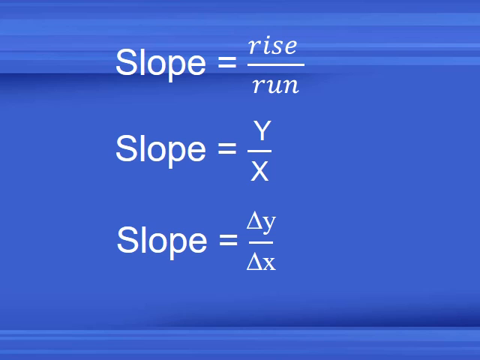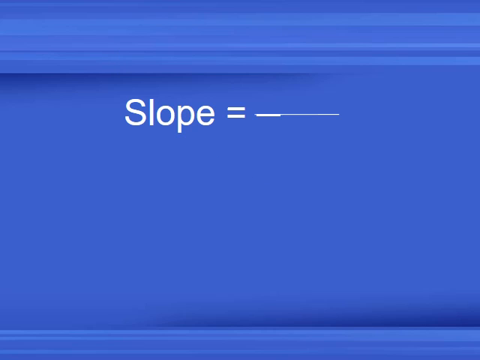Now, all these three things mean exactly the same thing, and there's even a fourth way to look at it. We can look at the slope being equal to our y2 point minus our y1, over our x2 minus our x1. This will probably be a little clearer when we look at an example.